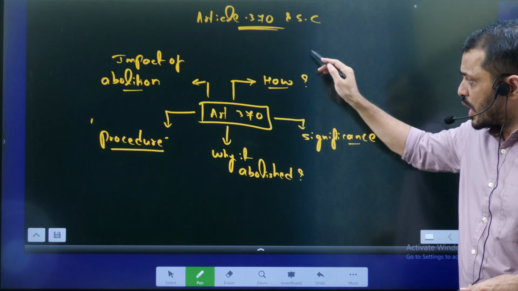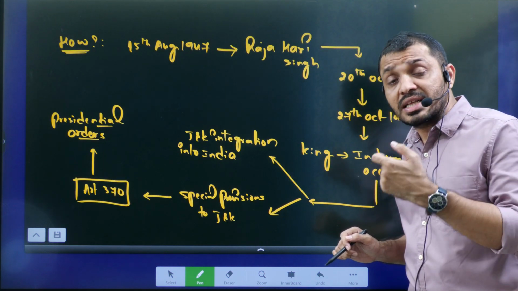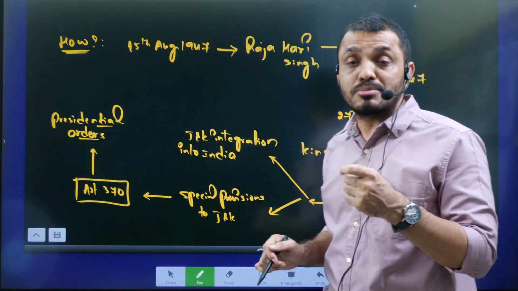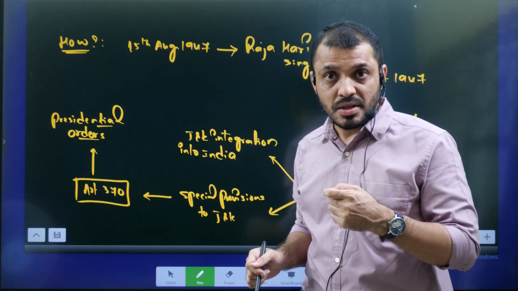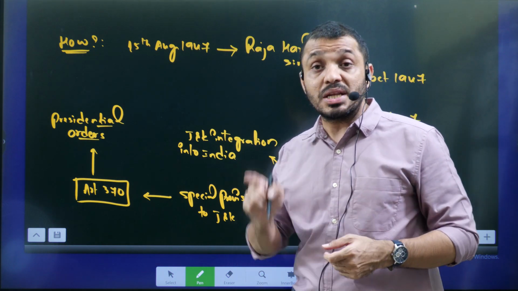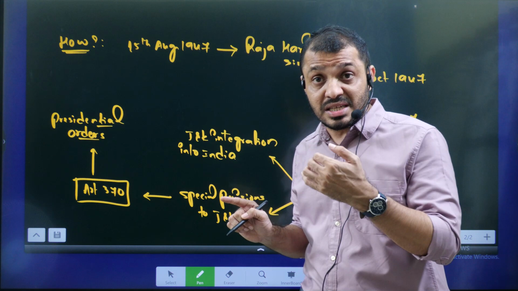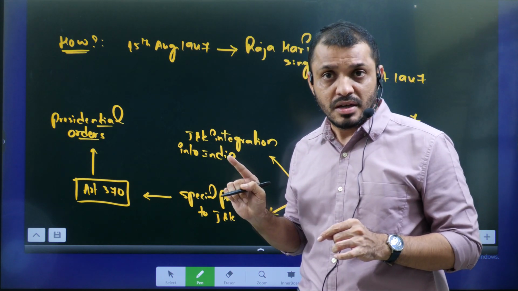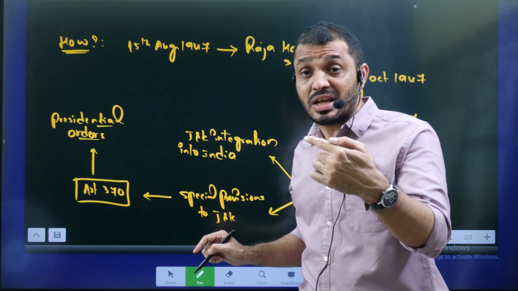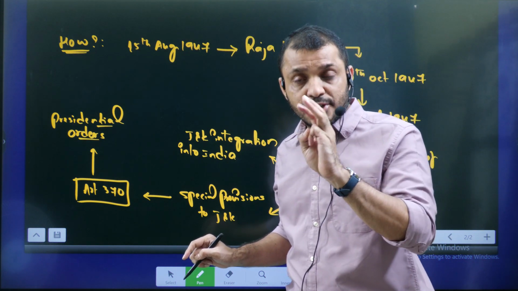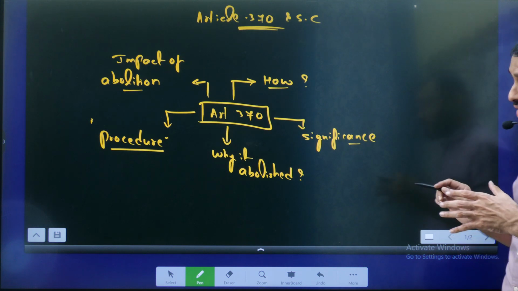Now we know how it came into existence. Then, the significance. What is the significance? Article 370 gave a lot of autonomy to Jammu Kashmir. It could have its own constitution, its own citizenship, and its own laws. Parliament laws were not applicable in Jammu Kashmir, especially the 73rd and 74th Amendments. Panchayat Raj as well as municipalities were not implemented. Even the EWS reservation was not implemented. Except in terms of defense, external affairs, and communication, Jammu Kashmir had all the autonomy under Article 370. So now you can understand the significance of Article 370.